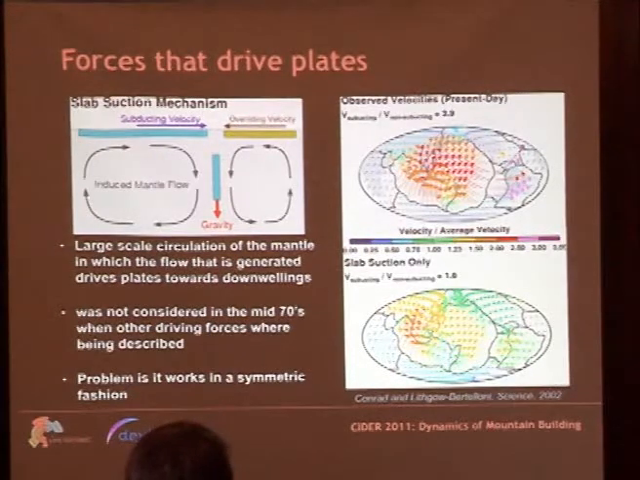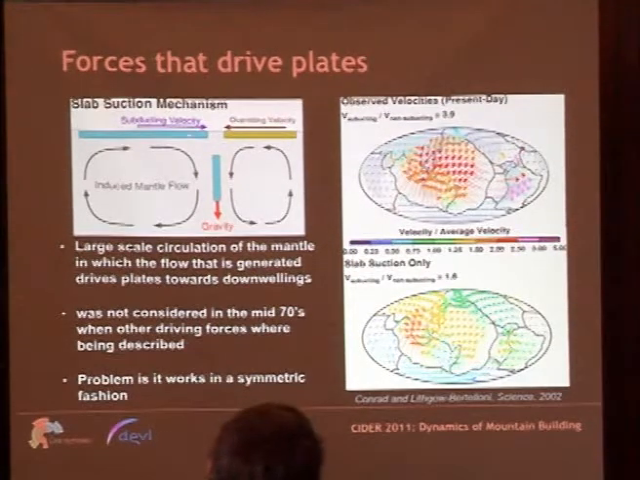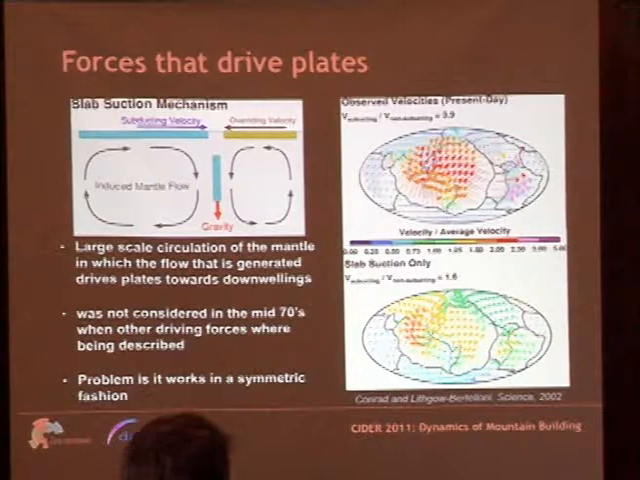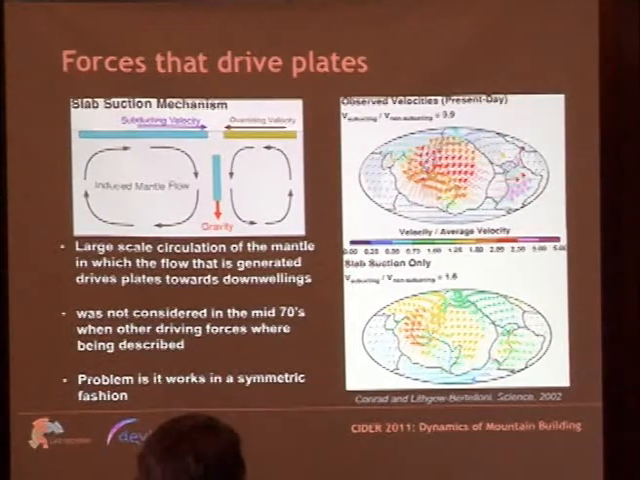These are the observed plate velocities, and the key thing here is that the subducting plates, on average, are moving about 4 times faster than the non-subducting plates. So there's an inherent asymmetry: this plate here should be moving towards this downwelling 4 times faster, on average, than that plate. But this is actually symmetric, and if you only include the slab suction, you get a ratio of about 1.6. So it's off by quite a bit.